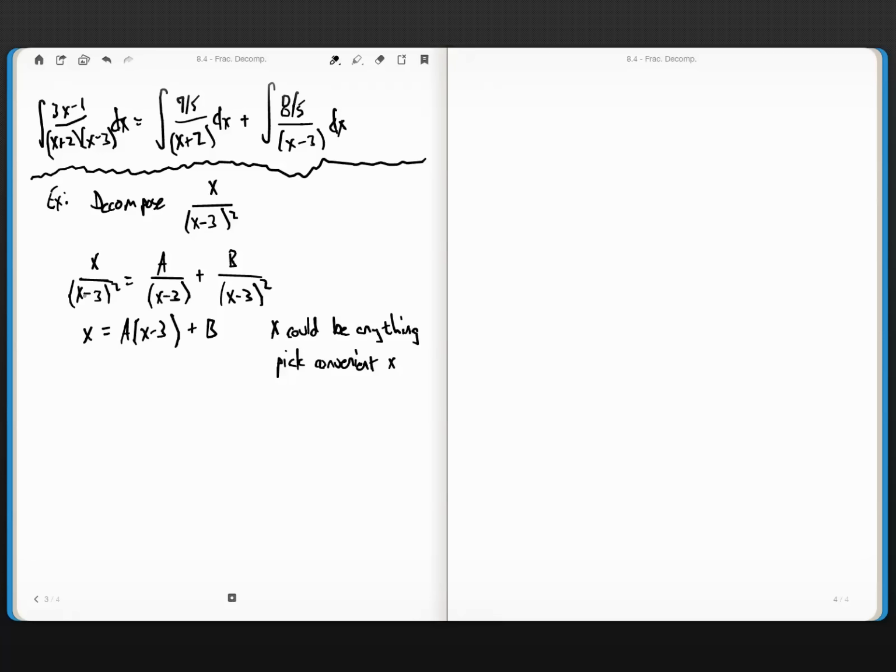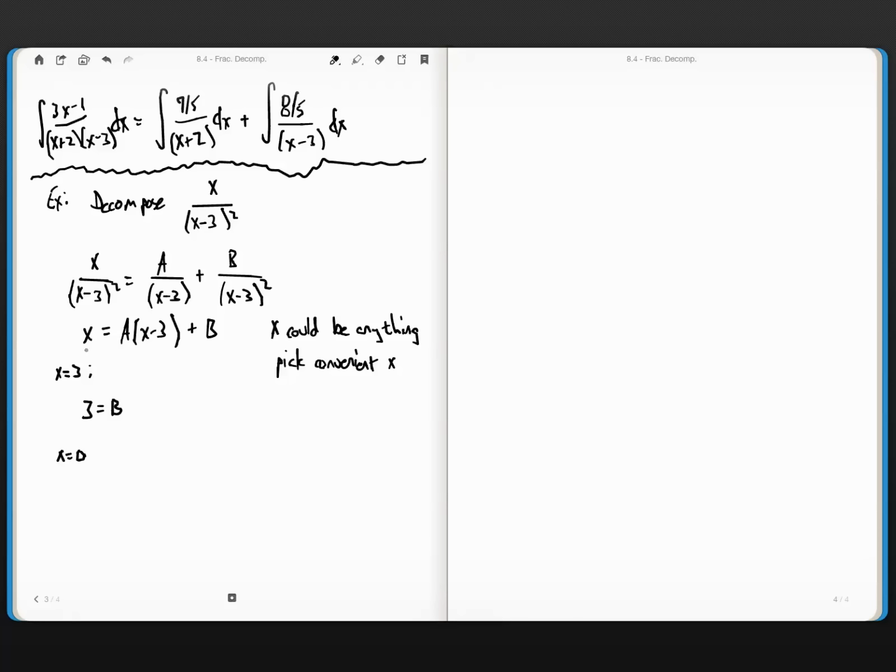So for instance, what would be a really convenient x? What if x equals 3? So if I do that, this becomes 3 equals, oh, look at that, that goes away. I like zeros, so that just leaves me with a b. So that's pretty nice. And then what if I pick another convenient value of x? Something easy to work with. How about x equals 0?